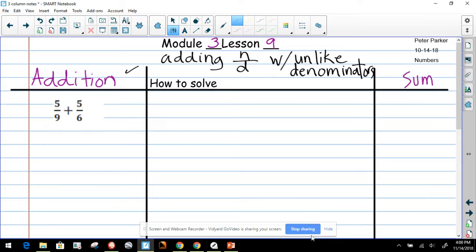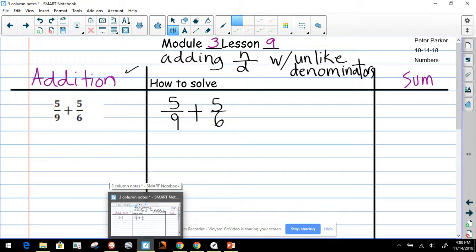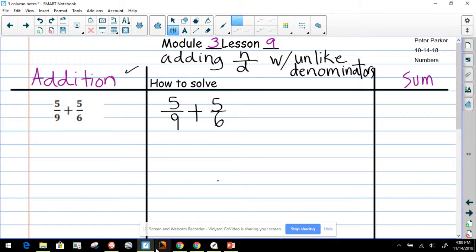Okay, so our goal today is to add these numbers. Now today we're going to get away from using models or number lines, and we're going to add these numbers. Now, how are we going to do this? Well, one way we're going to do this is we're going to cross multiply, and we're going to have the denominators help each other out. So let's start with the first one.